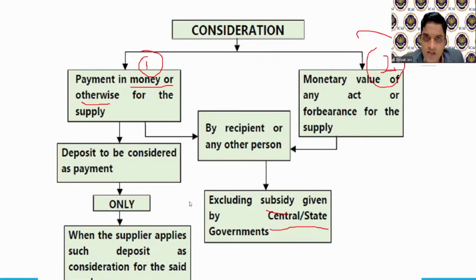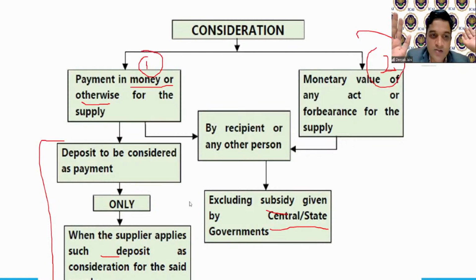So subsidy given by central government or state government is not a consideration, and deposit is to be considered as a payment. So this is a consolidated thing wherein deposit is to be considered as a payment only when the supplier applies such deposit as consideration for the said supply. So only when the supplier applies such deposit as a consideration, then deposit becomes consideration. Otherwise, deposit is not a consideration. So in simple terms, what is consideration? It is payment in money or otherwise for the supply, and the monetary value of any act or forbearance for the supply. Then some exclusions and inclusions. Okay. So this is the definition of consideration.